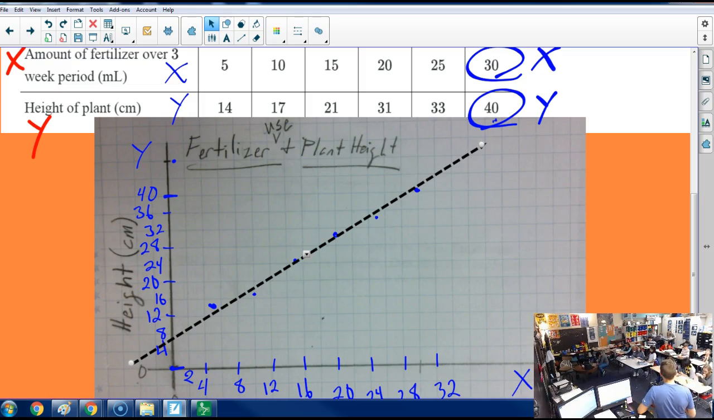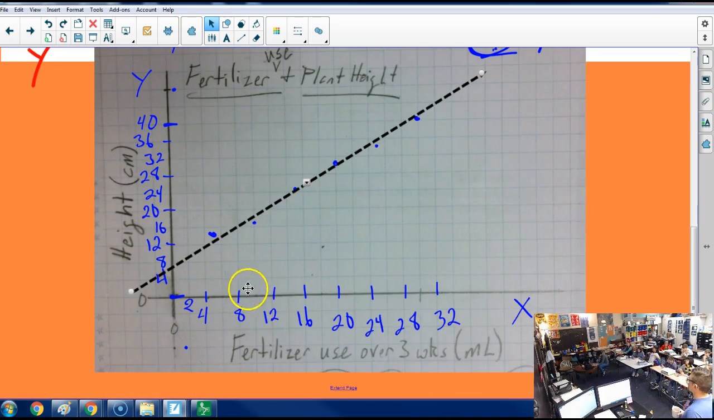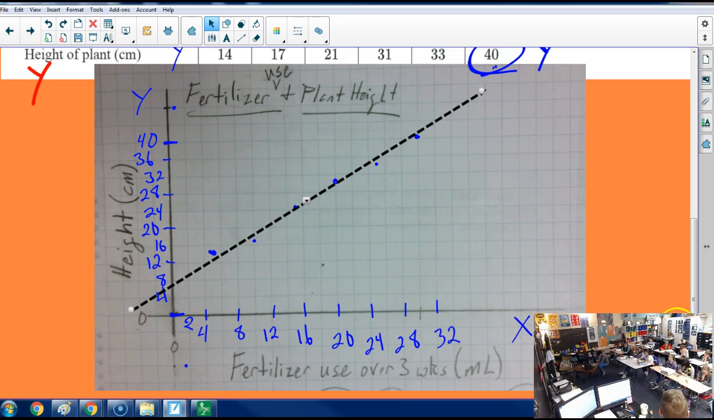So here your variable was how much fertilizer? A lot of it. Now, realize that was fertilizer usage over the 3-week period. So the plants down here only got 4 milliliters over the total 3-week period. That's really not very much. Plants with 0 hypothetically would have only been about 6 centimeters tall.